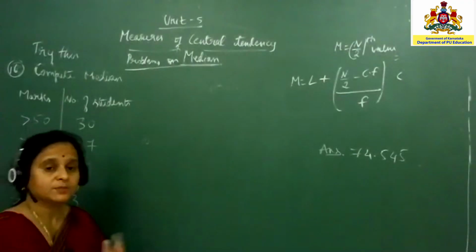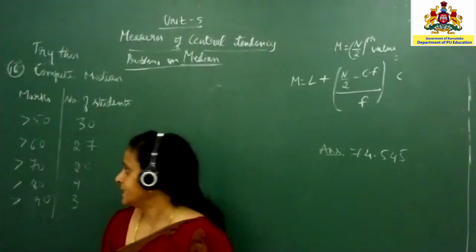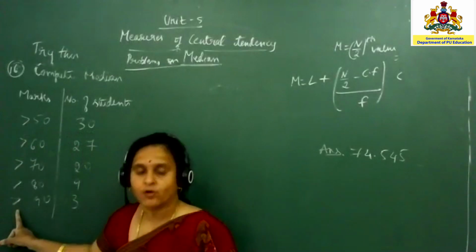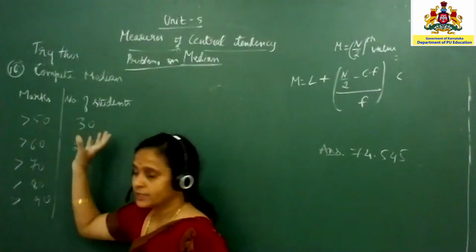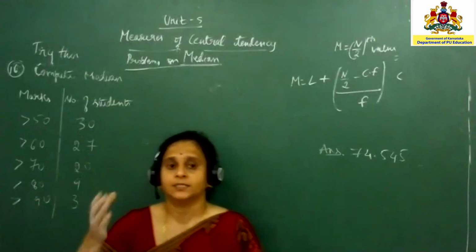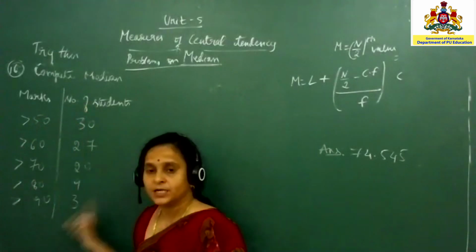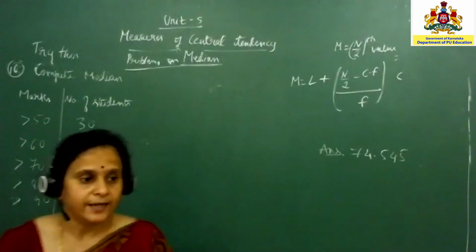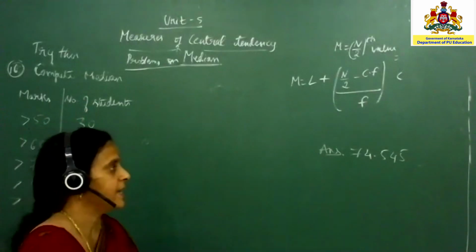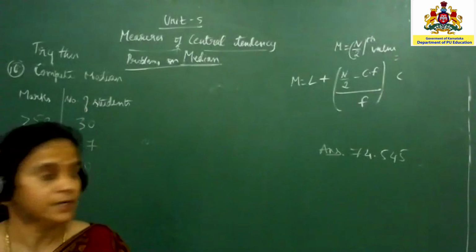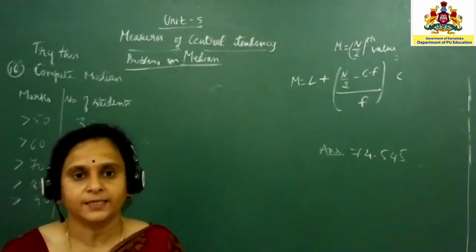So this problem, it is similar to the previous problem, so try this. Again, the values are in greater than form. So first convert in the form of class intervals like 50 to 60, 60 to 70, till 90 to 100, and change the frequencies according to that. Right? And get the cumulative frequencies, and finally you get the answer as 74.545. So try this.